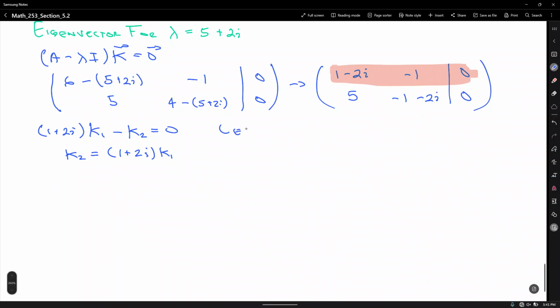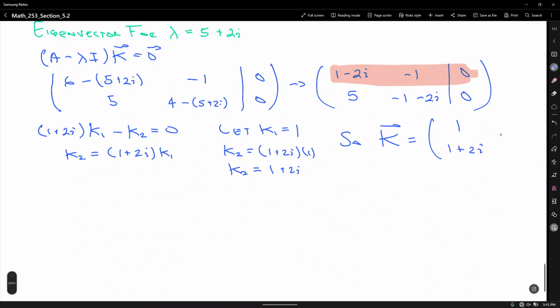In this case, we will let k1 equal 1, because it works. That is, k2 equals 1 plus 2i times 1, and k2 equals 1 plus 2i. So what's the eigenvector? k1 is 1. What about k2? 1 plus 2i. So that is an eigenvector.